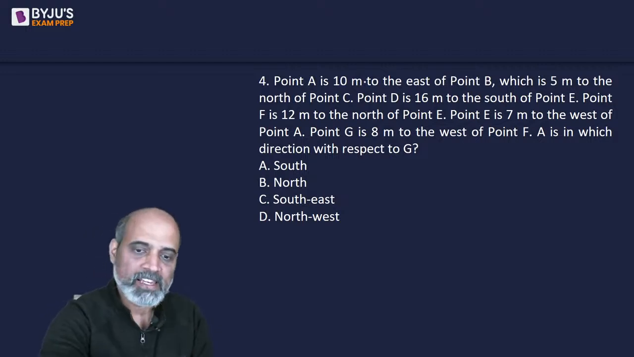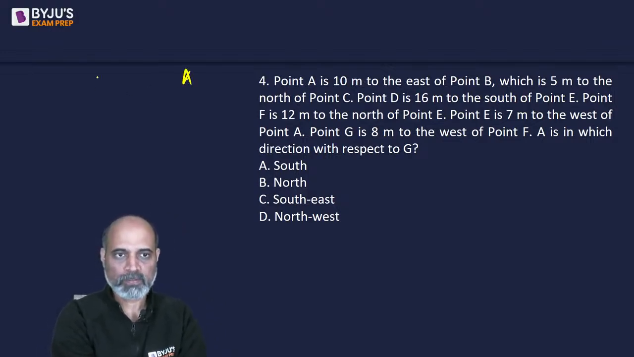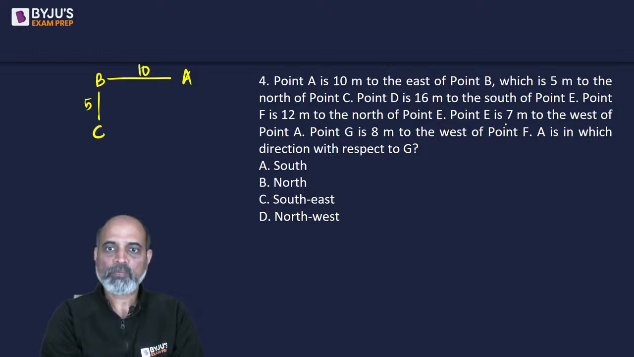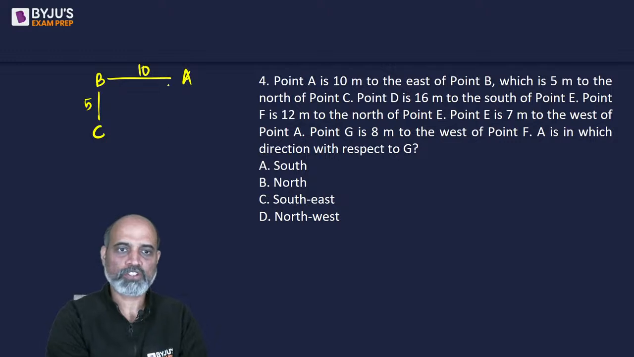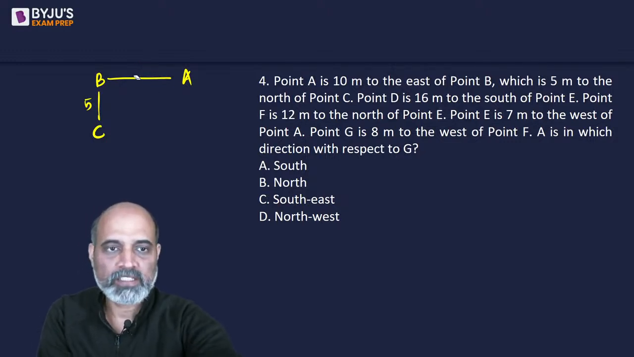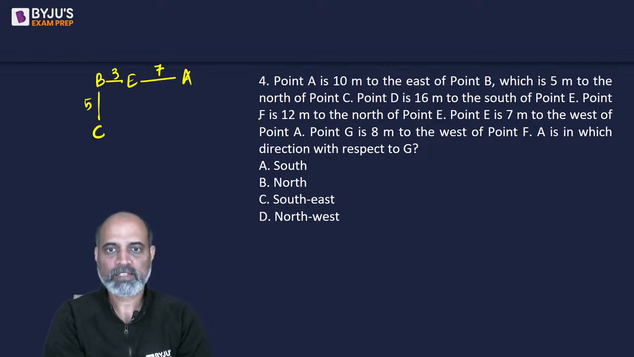So point A is 10 meters to the east of point B. And point B is 5 meters to the north of point C. Do we have A, B, C? Yeah. Point E is 7 meters to the west of point A. 7 meters to the west. So 10 meters, I will have to break it down into 2 parts. 3 and 7.